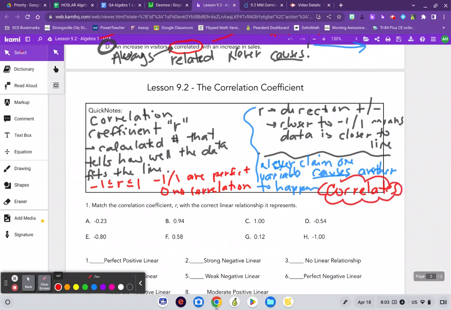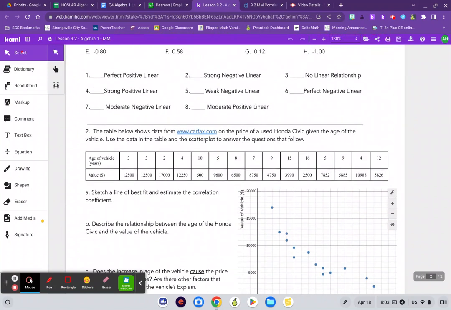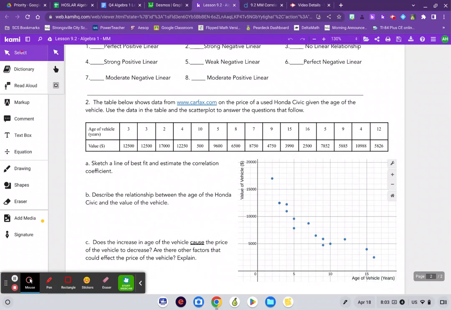All right, so your job is to work through these last few problems. This would be like your check your understanding. You have one set of problems where you have to match the R value with the description. And then in problem 2, you are given data about a Honda Civic. The data is in the table, and there's the data for a graph, and then you have to answer some questions. If you have questions, let me know.